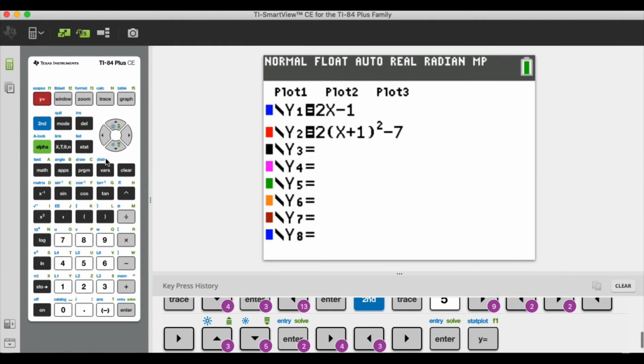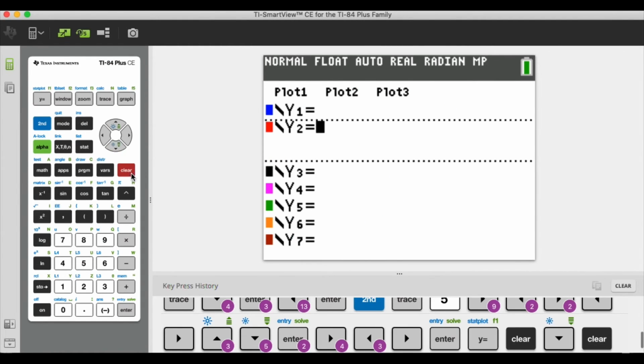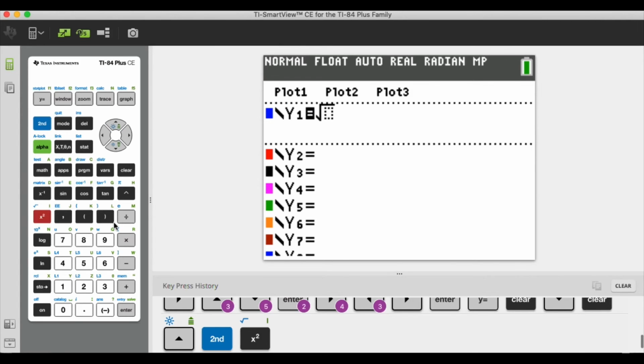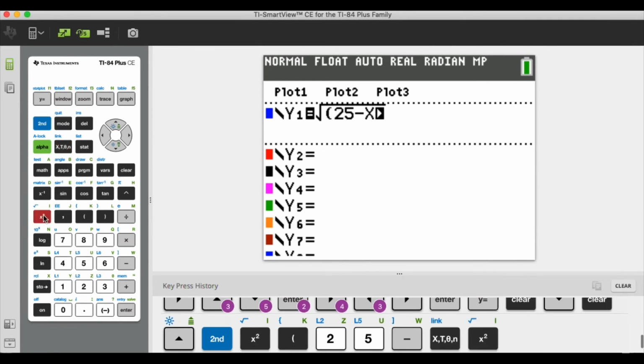Now for my second one, what you're going to do, after you find all three equations you need to enter, the first thing I'm going to do is hit second, square root. I'm just going to use parentheses because it's a good habit. I'm going to do 25 minus x squared, close parenthesis.